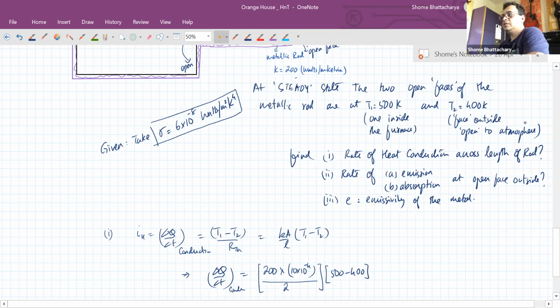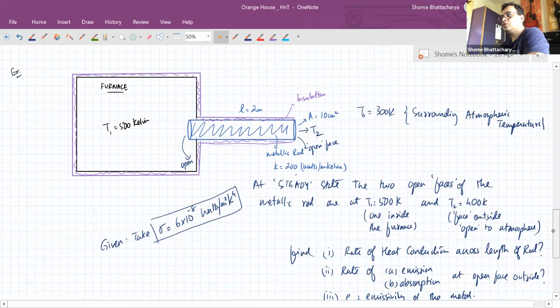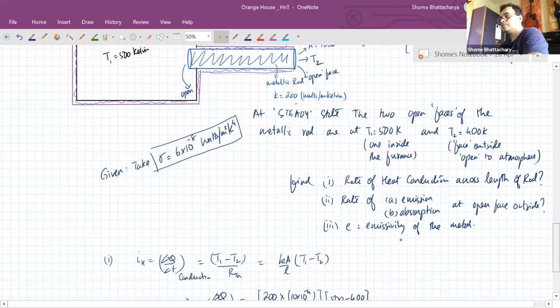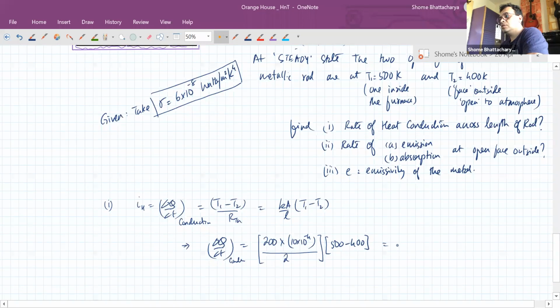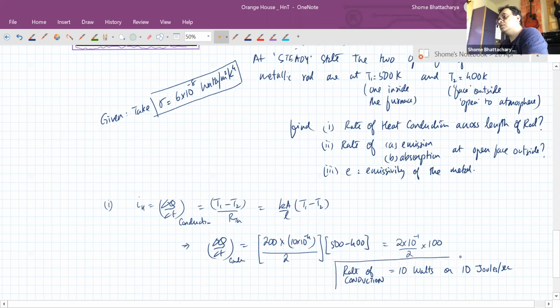Okay, so this is according to the data which is given above. You can see the length of the rod is 2 meters. The area of cross section is 10 centimeters square. So this becomes 2 into 10 raised power minus 1 divided by 2 into 100. So that becomes 10 watts or 10 joules per second. So this is the rate of conduction. I was expecting more people to have got the answer for this directly.